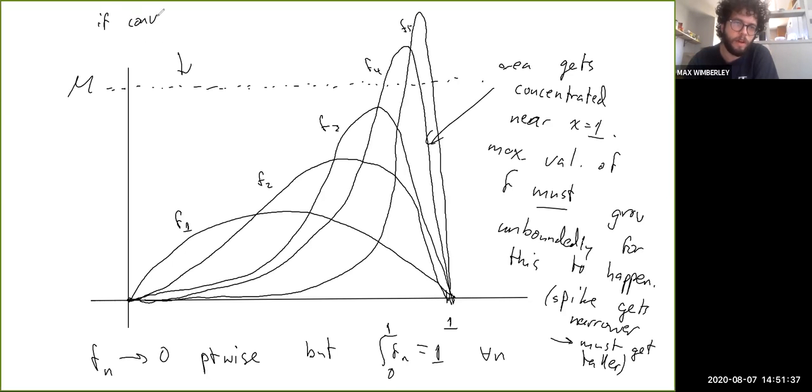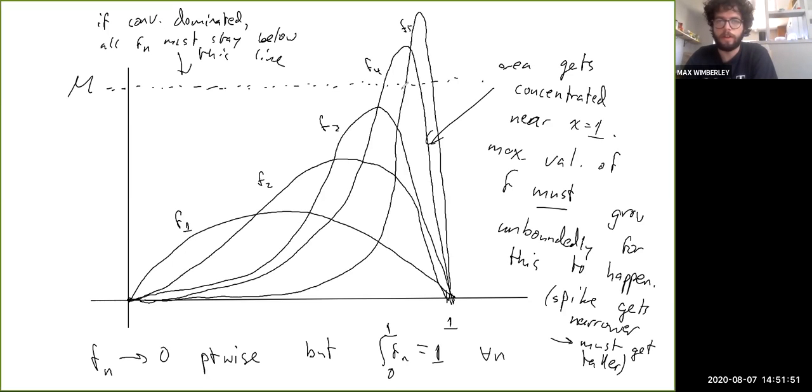So if the convergence is dominated, all fn must stay below this line, right? So eventually you can't have the areas getting concentrated near a certain point, because fn is forced to stay below this line. So the spike can't get tall enough to keep the area being the same. Okay, informally, that's kind of the idea of what's going on.